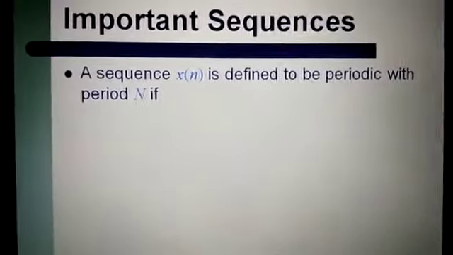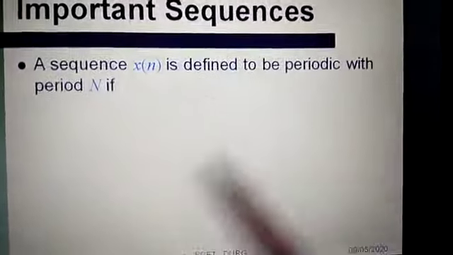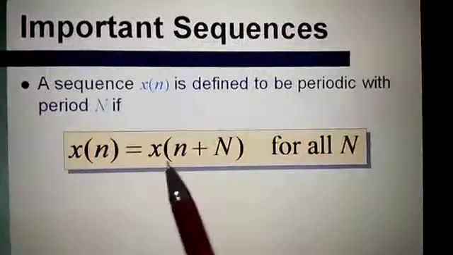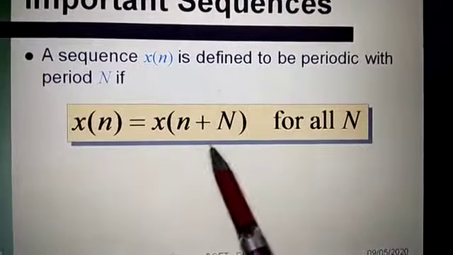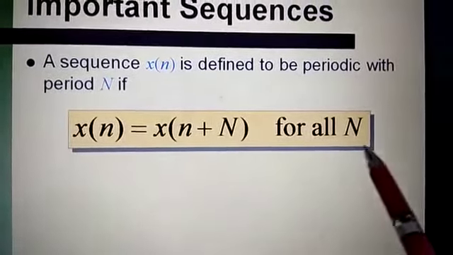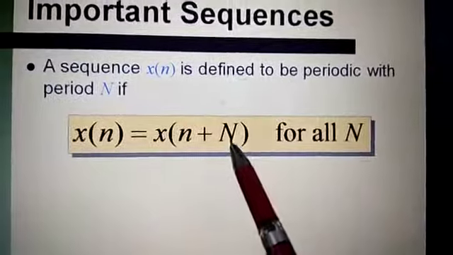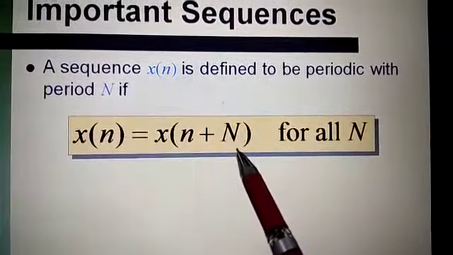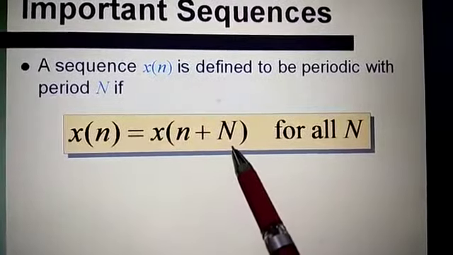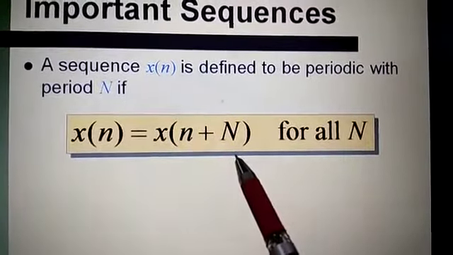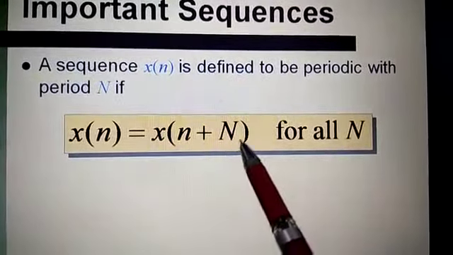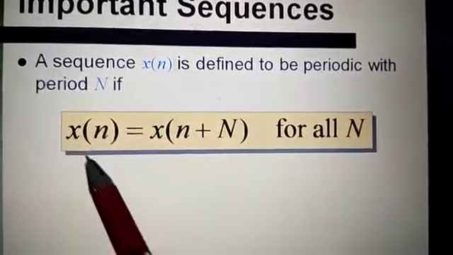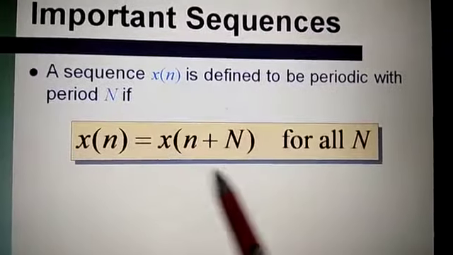Then a sequence x of n is defined to be periodic with a period of N if x of n is equal to x of n plus N for all values of n. This capital N is called the period. It is a number of samples. Let us say if we have capital N is equal to 10, then it is a period of 10. If you consider capital N is equal to 8, it is a period of 8.